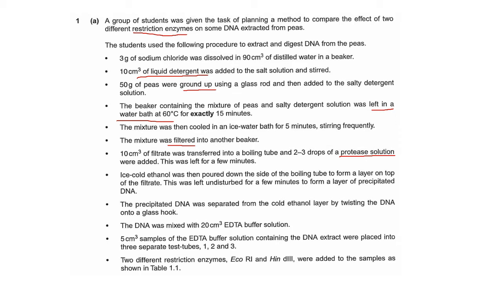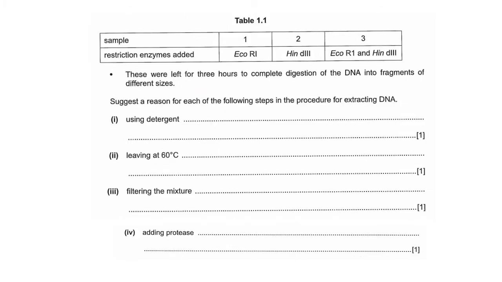2 different restriction enzymes, EcoR1 and HindIII, were added to the samples as shown in table 1.1. I'm now going to show you table 1.1. So this is what happened in the first test tube. As you can see, the EcoR1 was used. In the second test tube, HindIII, and in the third test tube, a combination of both of them. These were left for 3 hours to complete digestion of the DNA into fragments of different sizes. So remember that restriction enzymes are used to cut DNA.